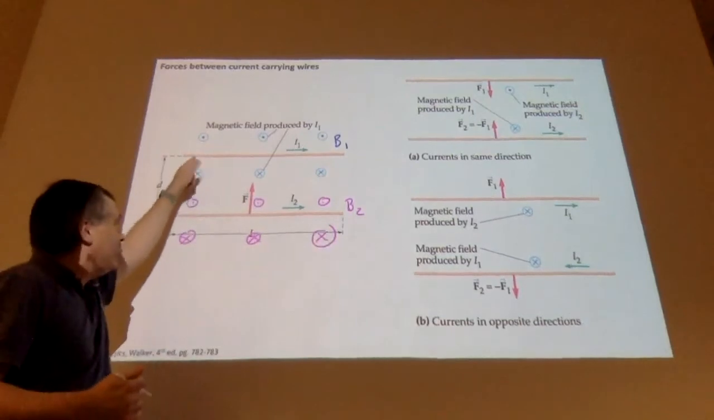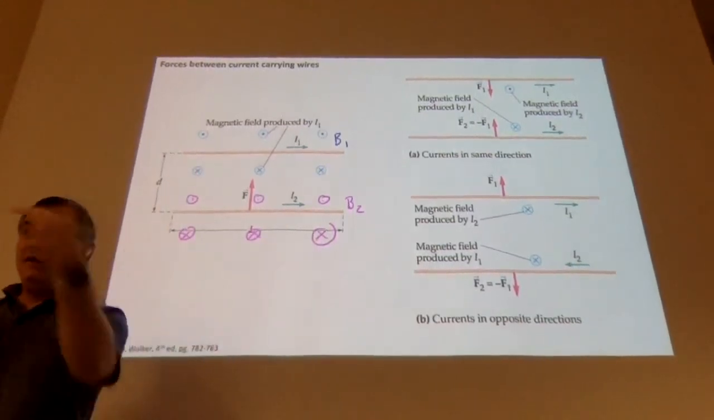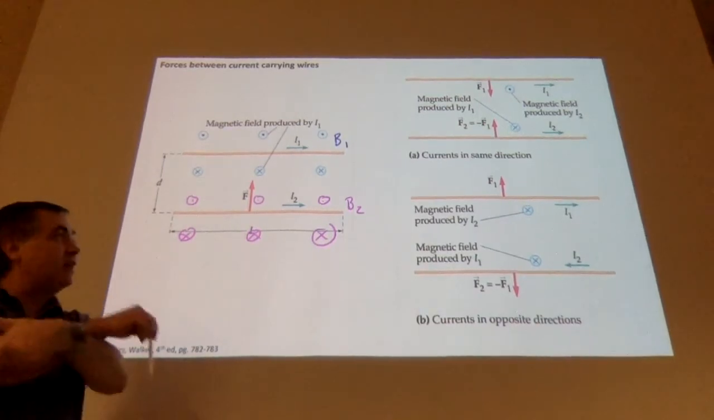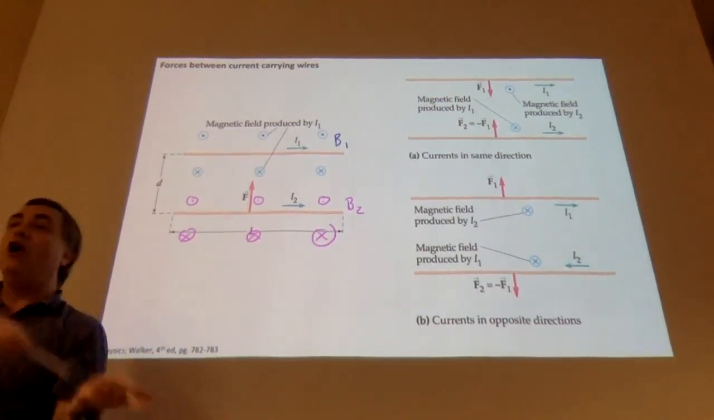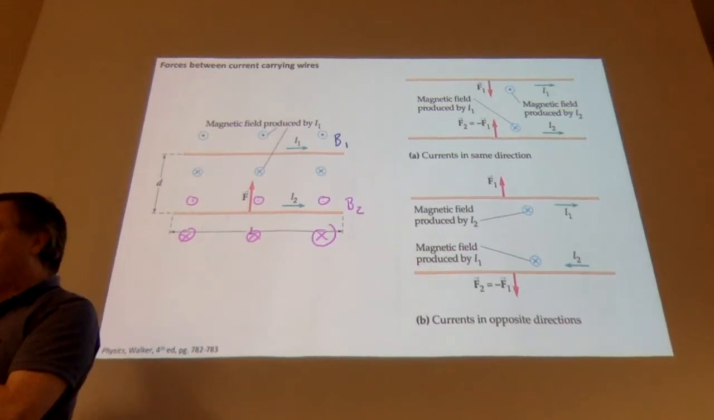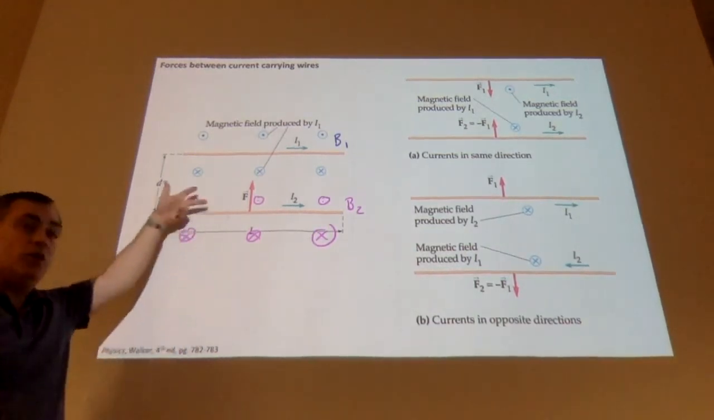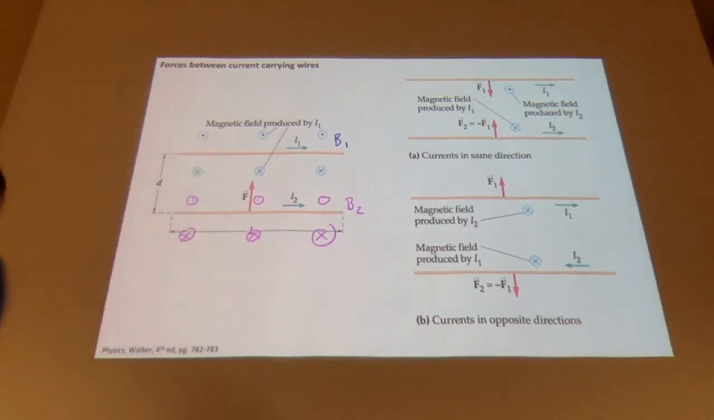So each one of these wires is sitting inside the magnetic field that's being created by the other wire, which means they are going to exert a force on each other, okay? It is a Newton's third law situation. It's an equal and opposite force. If one exerts a force on the other, the other one exerts a force in the opposite direction on it.